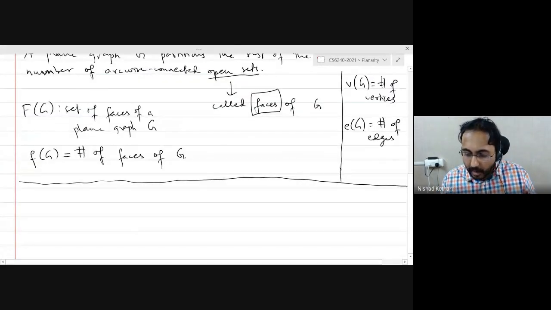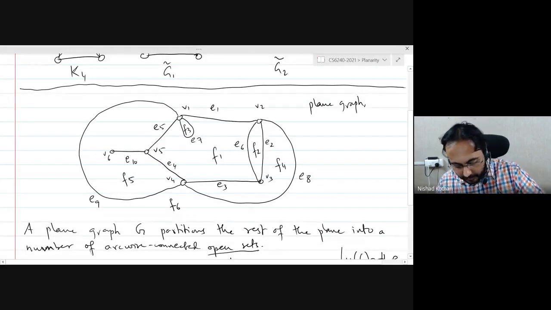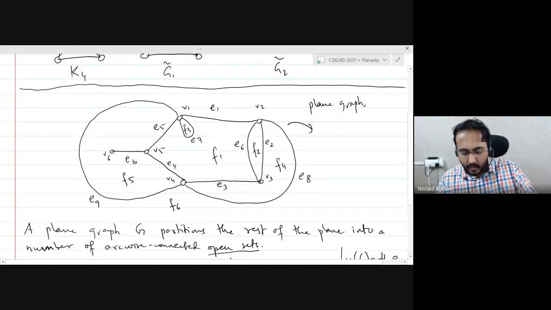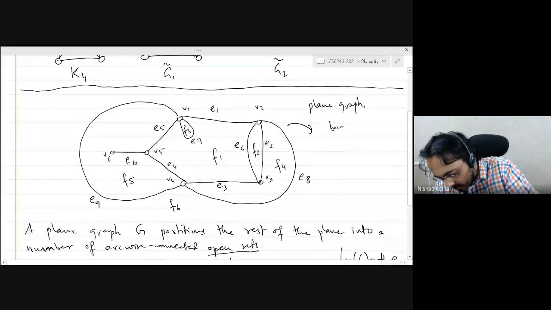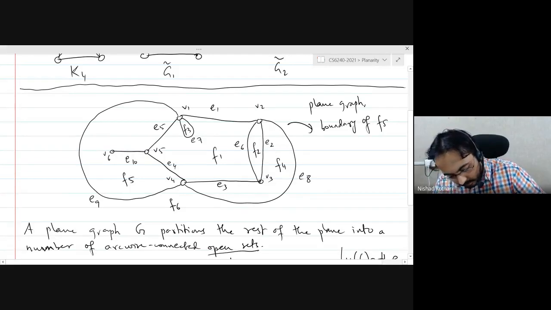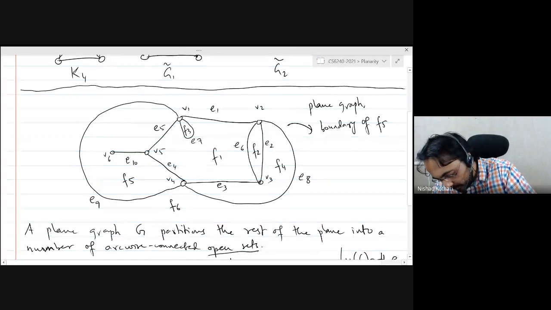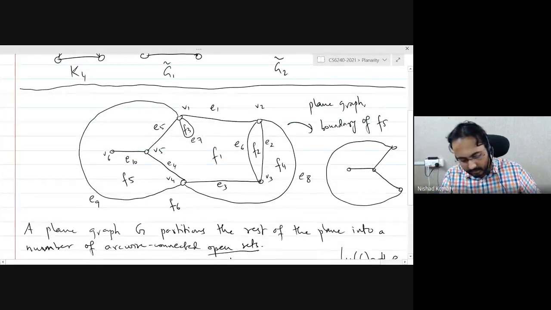So some more concepts related to faces of a graph. Let's talk about the boundary of a face. If you look at this graph here, and take the face F5, for example, I think it's more interesting. Let's draw the boundary of F5. It is exactly what you would think the boundary is: the entire subgraph that is on the boundary of that face, topologically speaking. This is what it looks like.